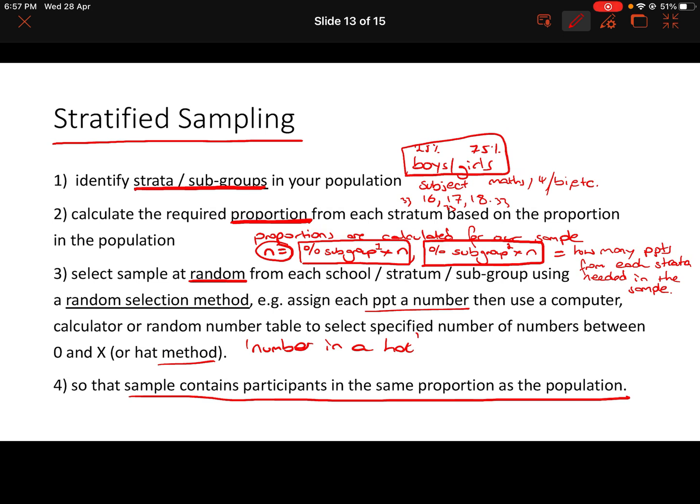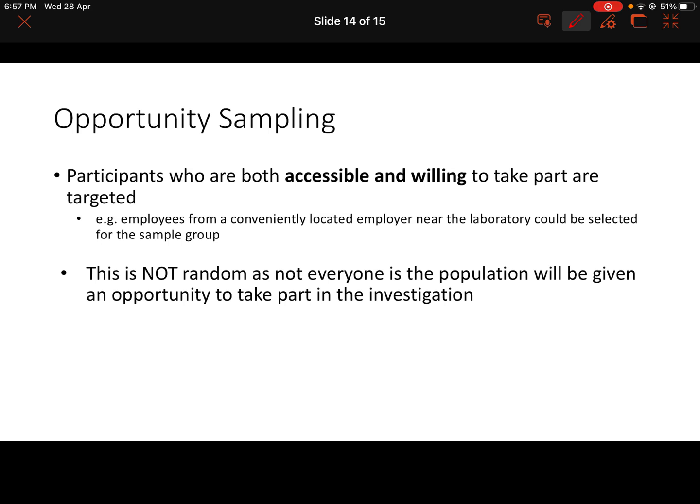We're going to do plenty of work calculating this in lessons this week. Do not worry too much about this step. These are the general steps that are most important for your 4 marks. Okay, 2 more to go.